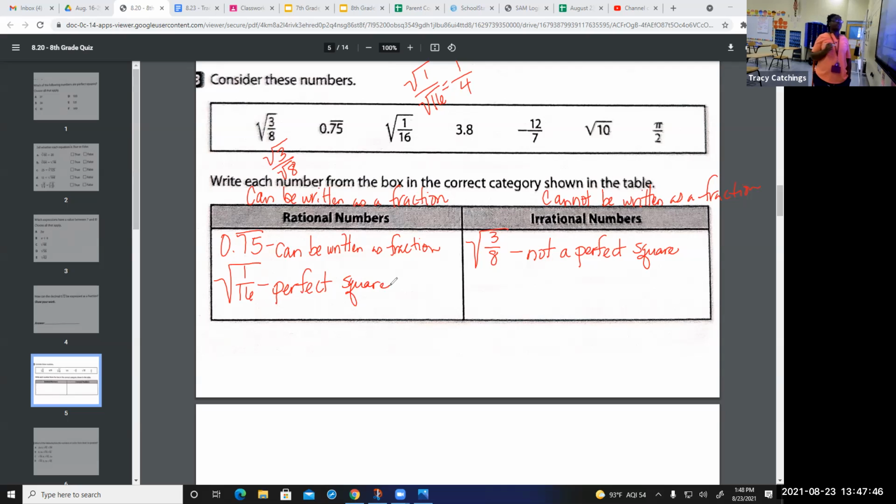All right, next they gave us 3.8. 3.8 is a terminating decimal, and terminating decimals are rational. Those are decimals that stop. All right, we got -12/7. It's already a fraction, so that should be an indicator that it is rational.